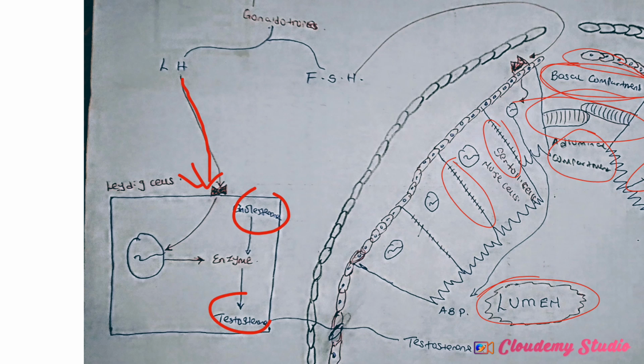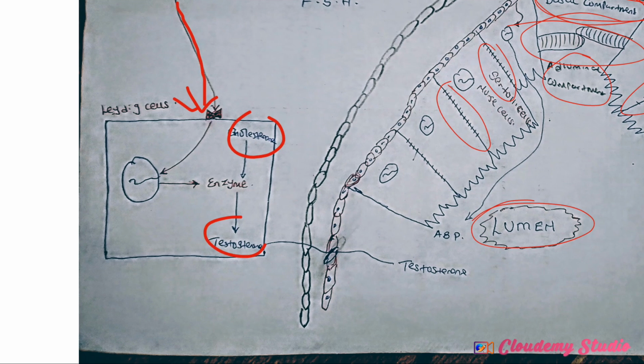Into testosterone. So, the function of the Leydig cell is that luteinizing hormone comes into the Leydig cell and triggers it. The nucleus of the Leydig cell secretes an enzyme which converts cholesterol into what? Into testosterone. You understand? So, the testosterone now enters into the what? Into the lumen. It goes into the lumen.